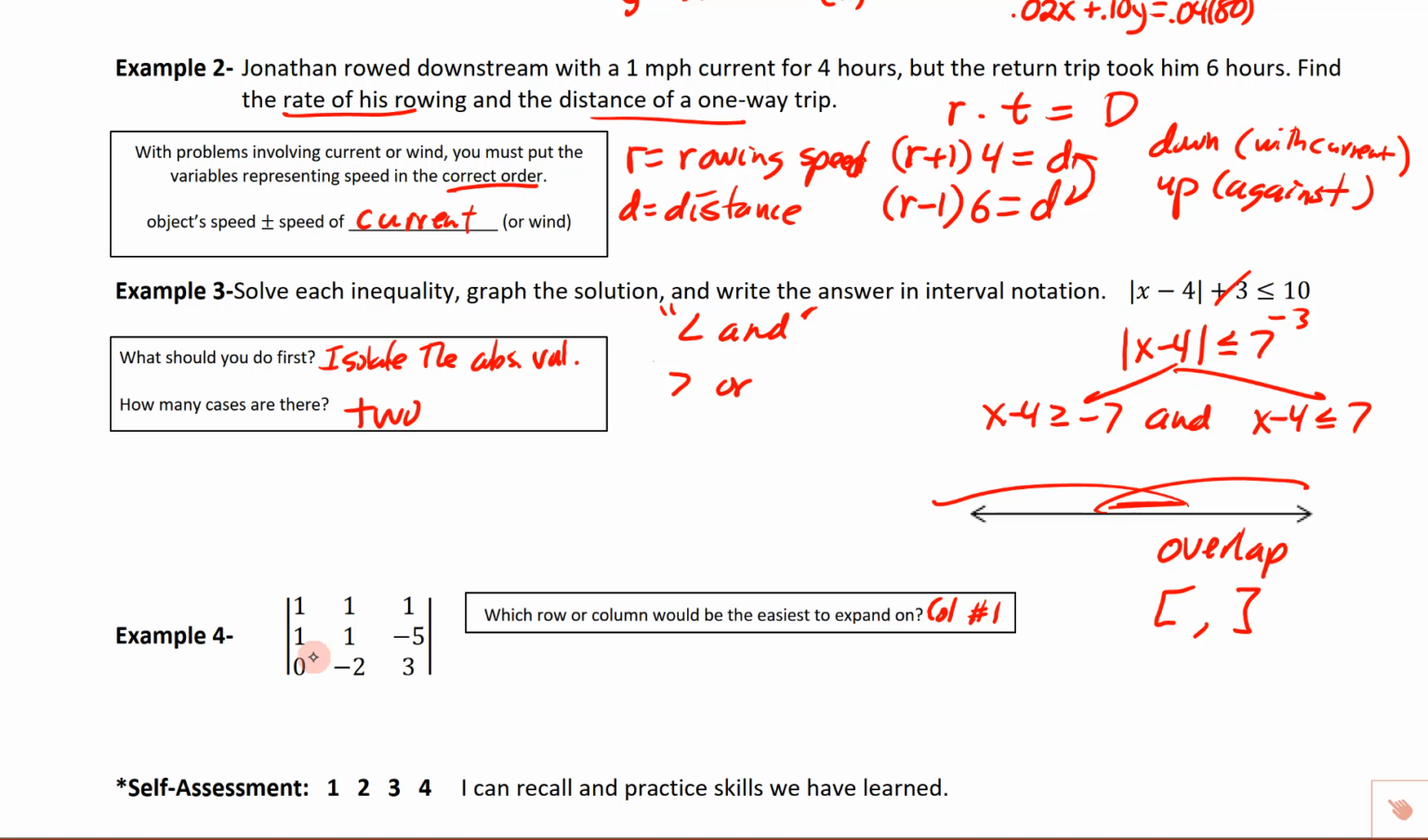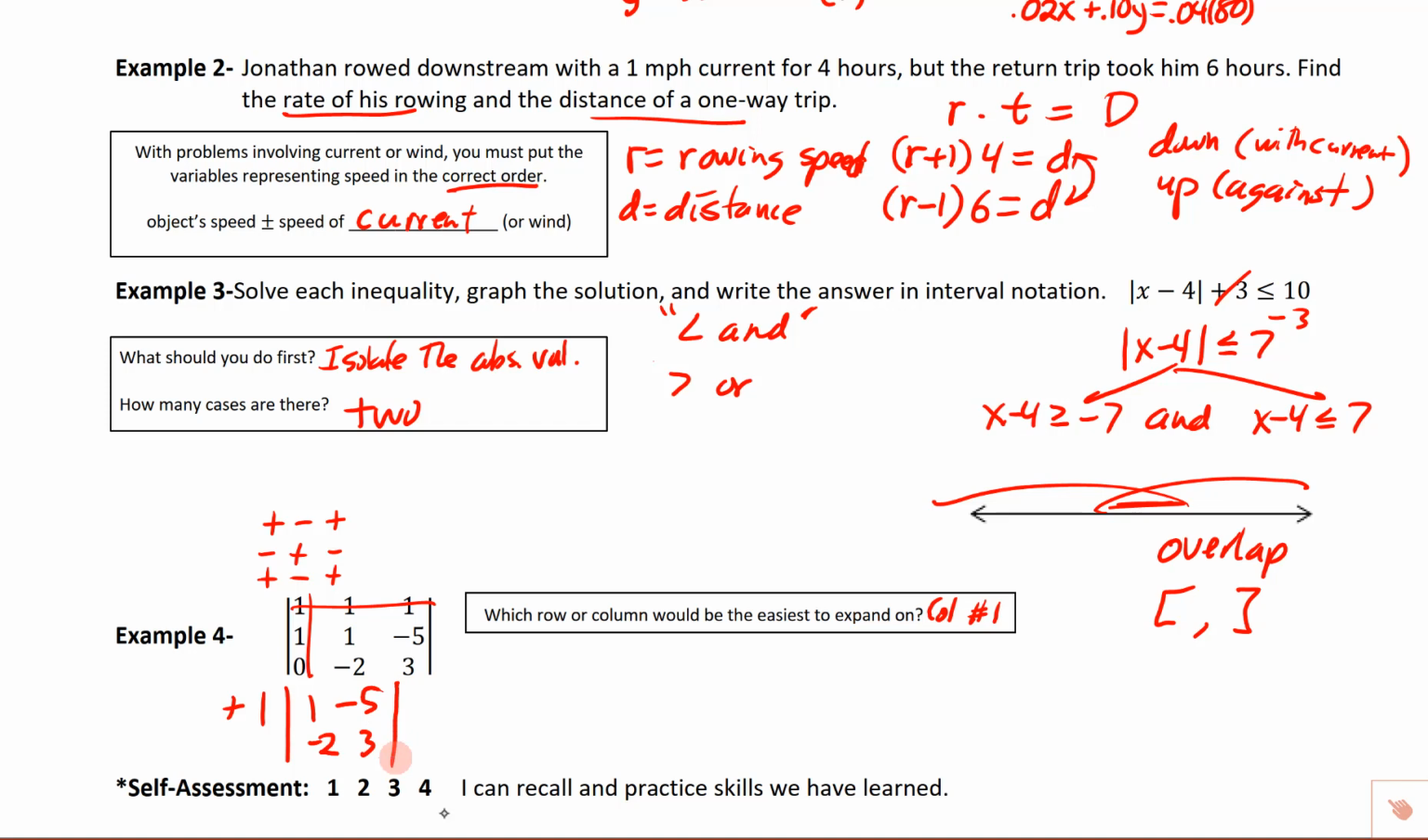So here's how this works. We take the sign associated with this position. So if we're going to do this column, remember we've got this checkerboard of pluses and minuses all the way throughout here. So it looks something like this. So we take the sign associated with that position, which is positive. We take the element right there, which is a 1, and then we cross out that row and column, and we find a little 2 by 2 determinant.